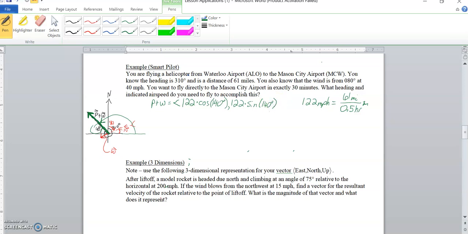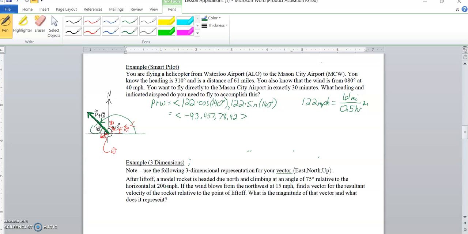Okay, so 122 is the speed based on the information given. We have to go this far in this much time. Angle we figured out there. So this is simplified to -93.457, 78.42. That makes sense. Negative x, positive y. So negative x, positive y, that does put us right where we need to be.